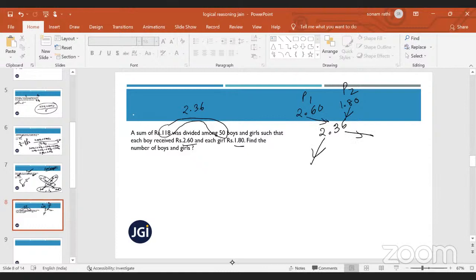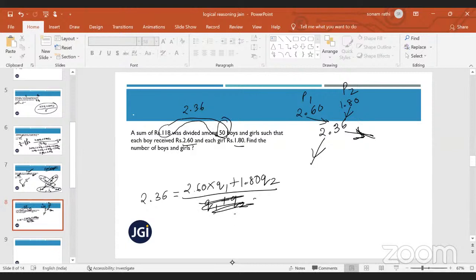So what you will get? Ratio of boys is to girls. Yes or no? Do it. And if you're finding difficulty in this, use the regular formula. 2.60 is equals to P1 into Q1 plus P2 into Q2 divided by Q1 plus Q2. And Q1 plus Q2 is given to you. Total number of people is 50. So this is given to you.